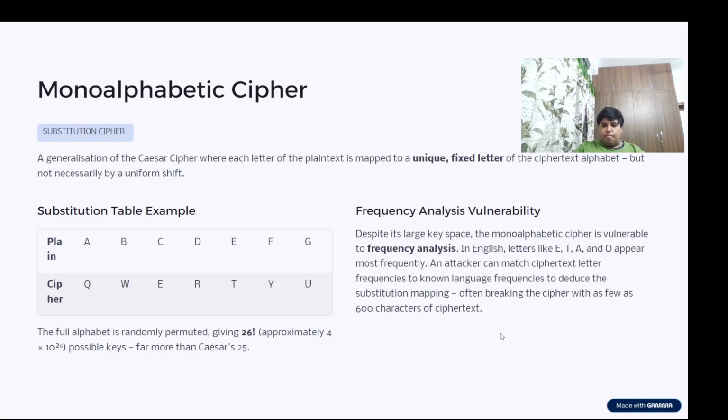So unless we use some different languages such as French or German, it becomes very easy for the hacker to decrypt and get the original text if we use this monoalphabetic cipher.